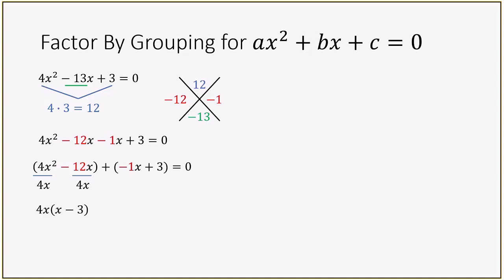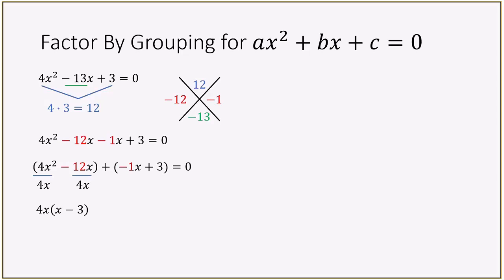And so that first part now becomes 4x times x minus 3. 4x squared divided by 4x gets you x. And negative 12x divided by 4x gets you negative 3. And now I'm going to repeat the process for the next group, that negative 1x plus 3. Now you might be thinking, well, there's no x's in both terms, so I can't factor out an x, and there's really no number bigger than 1 that fits into both of them.